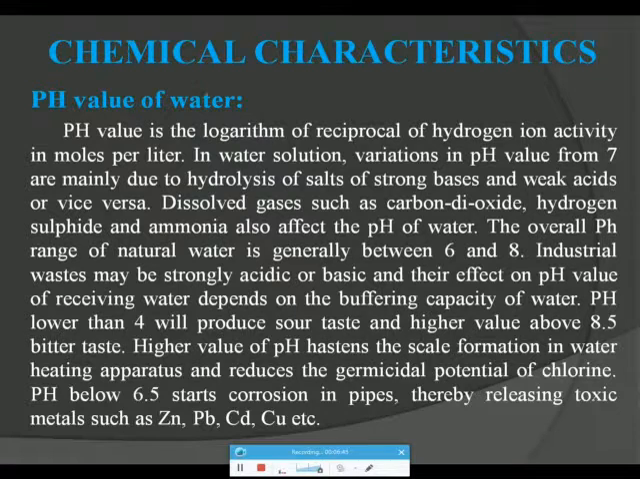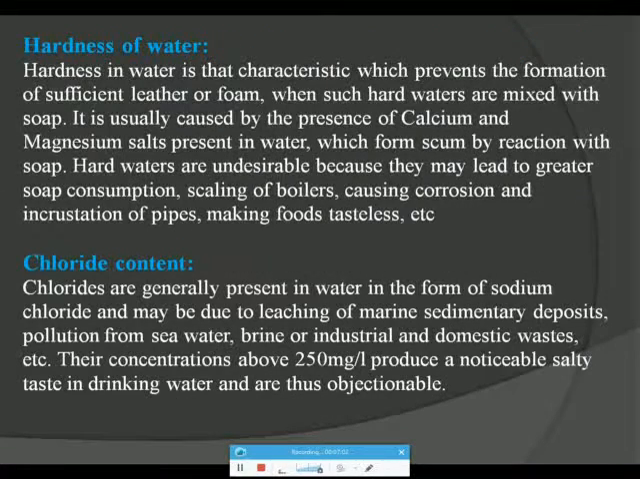Chemical characteristics. pH value of water. The pH value of water should be neutral, it should not be basic or acidic. Normal natural water is generally between 6 and 8. Hardness of water. The hardness of water is usually caused by the presence of calcium and magnesium salts in the water. Chloride contents are generally present in water in the form of sodium chloride and may be due to leaching of marine sedimentary deposits, pollution from seawater.